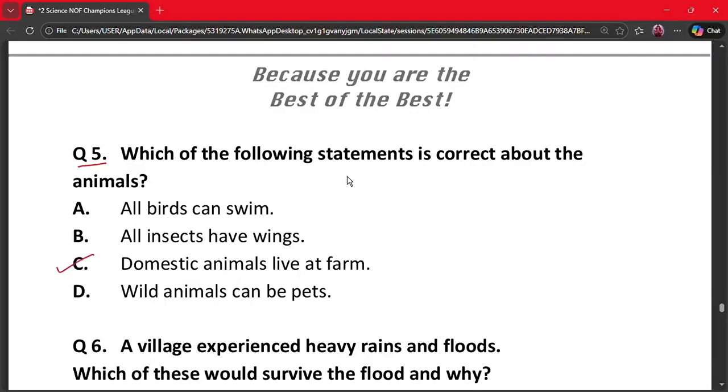Domestic animals such as cows, goats and hens usually live on farms with humans. Not all birds can swim and not all insects have wings. And also wild animals cannot be kept as pets. So the correct statement is option C. Domestic animals live at farm.